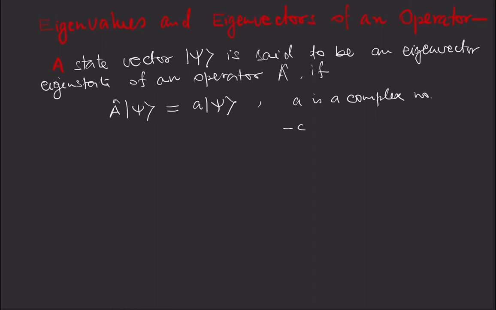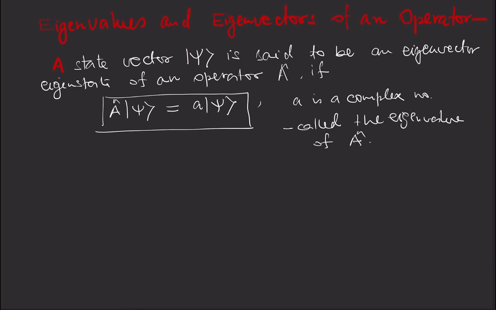called the eigenvalue of operator A, and this equation is known as the eigenvalue problem or eigenvalue equation of the operator A. Its solution yields the eigenvalues and eigenvectors of operator A.